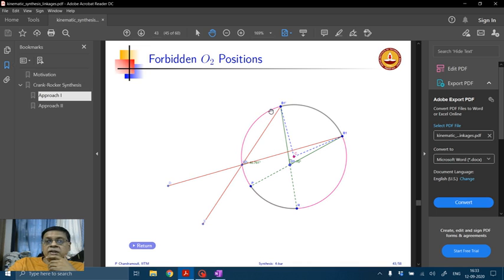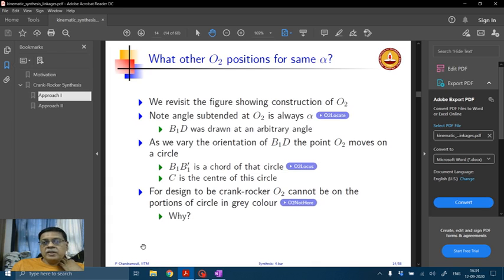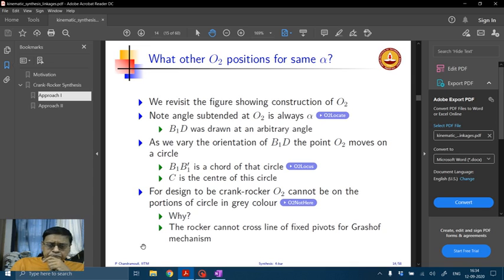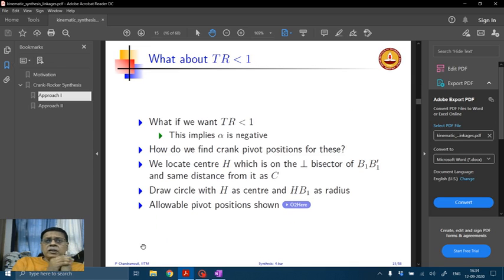Similarly, over here I can choose O2. So I have from P to B1 prime, and similarly from here to here. So many choices are possible for O2. And this is for a given alpha and theta, which is 70 degrees, right? So you can see that everyone can come up with a different crank rocker design, right? What I showed you is one crank rocker design, but each of you can come up with your own crank rocker design. Good.